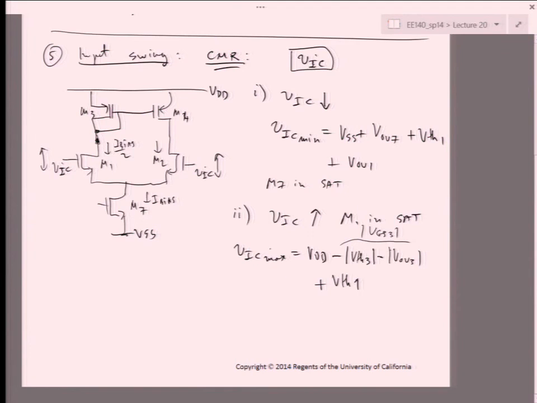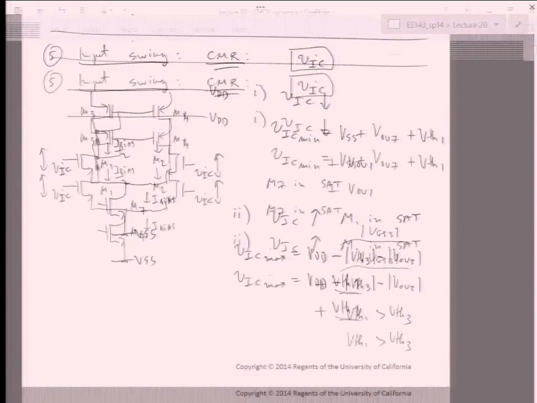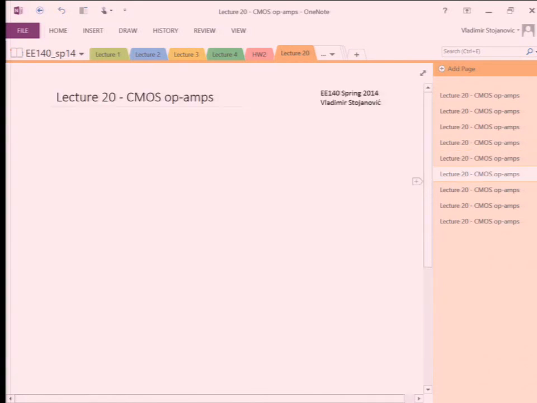And notice here that VTH1 has body effect because its source is not really at 0. This VTH1 will be larger than VTH3, which serves us to broaden this range. So by deciding how I want to tie the body of M1, I may be able to increase my range here. Obviously, I'm then potentially compromising the gain because of the body effect and things like that. Okay.